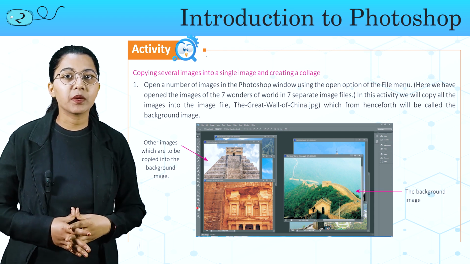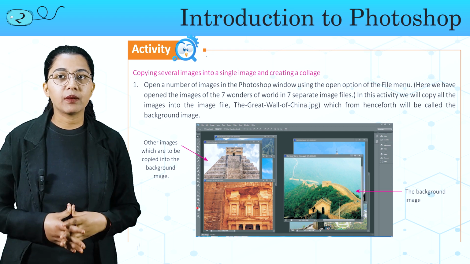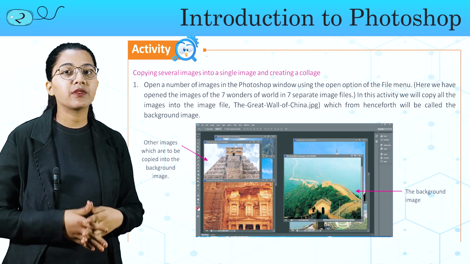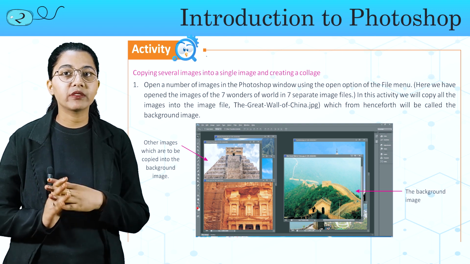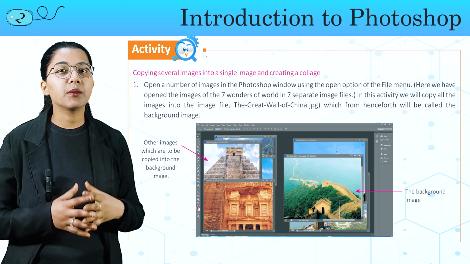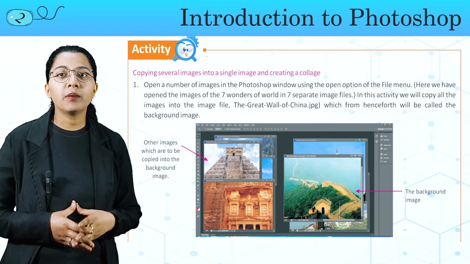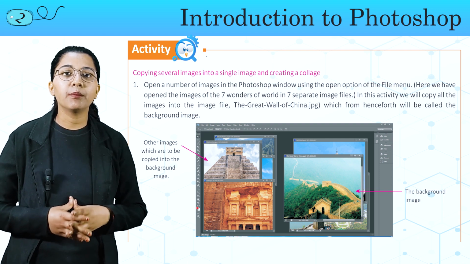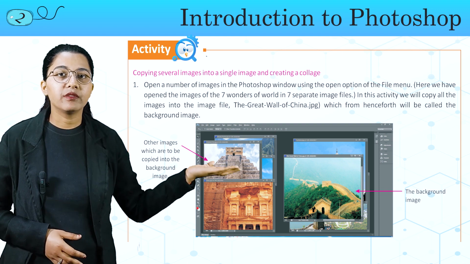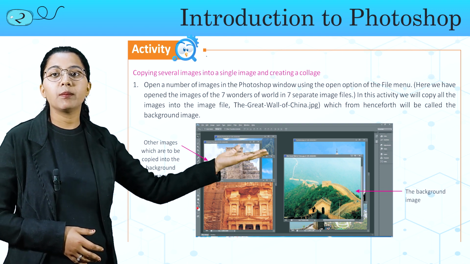First, open a number of images in the Photoshop window using the Open option of the File menu. Here we have opened the images of the 7 wonders of the world in 7 separate image files. In this activity, we will copy all the images into the image file Great Wall of China JPG, which from henceforth will be called the background image. Here you can see the interface, the other images which are to be copied into the background image, and on the other hand you can see the background image.